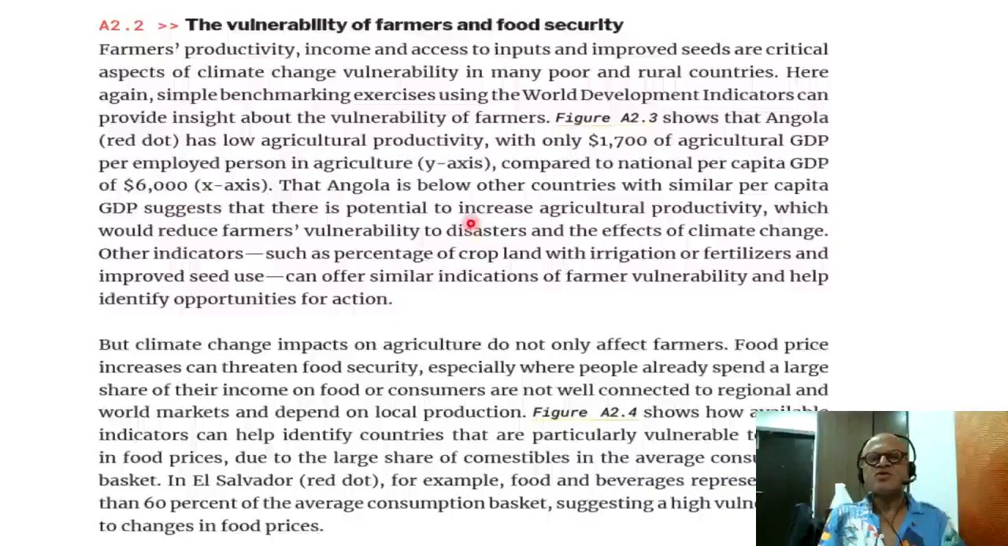That Angola is below other countries with similar per capita GDP suggests that there is potential to increase agricultural productivity, which would reduce farmers' vulnerability to disasters and the effects of climate change. And other indicators such as percentage of cropland with irrigation or fertilizers and improved seed use can offer similar indications of farmer vulnerability and help identify opportunities for action.